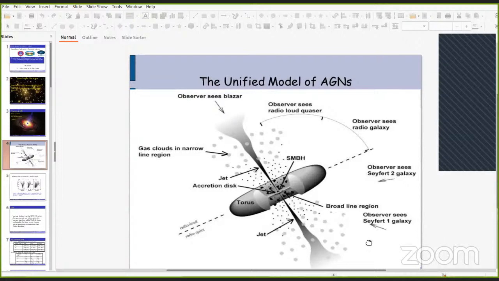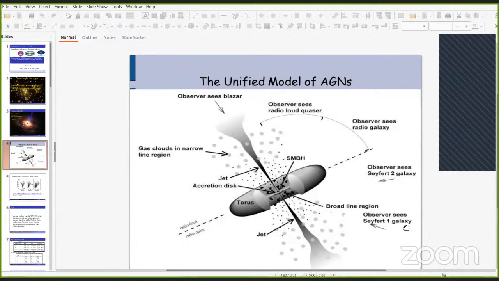So we can see the Sy2 galaxy. We can see from different places. For example, if you come to here, we cannot see the broad line, because the obscuring torus prevents us from seeing the center of the galaxy. This is the supermassive black hole.